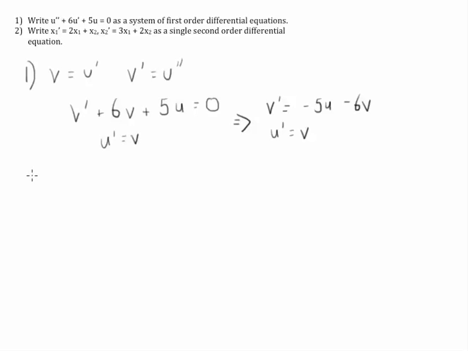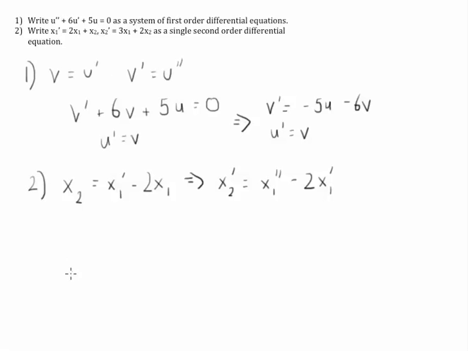Let's go backwards. So in number 2, we're going to start with the system that I have here, and then we're going to convert it into one second order differential equation. Let's take that first equation up there, and let's solve for x2. x2 is x1 prime minus 2x1. All right, so that tells me that x2 prime, the derivative of x2, is x1 double prime minus 2 times x1 prime.